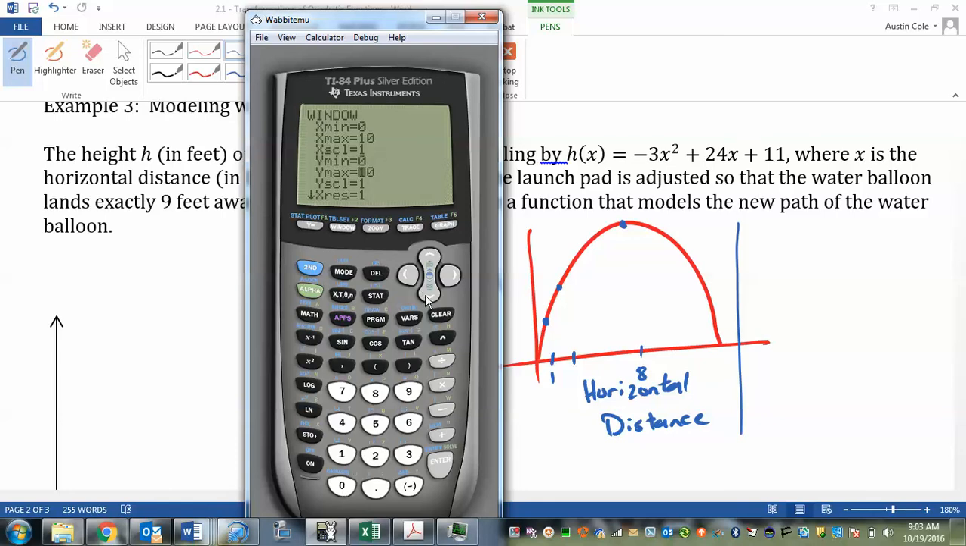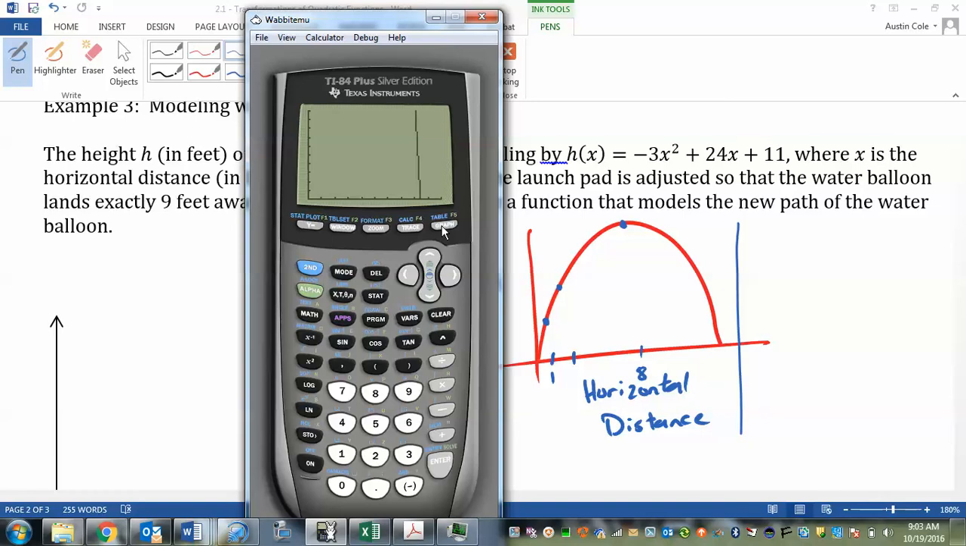And Y max, how high is this thing going to go? I don't know how high this is going to go. I know it's going to travel about 9 feet, which is about here from the wall. But is it going to be ceiling height, or is it going to be 60 feet in the air? I don't know. So I'm just going to leave it at 10 and just see. And then the Y scale is counting. So now from there, I'm going to hit graph. I've just adjusted my window.